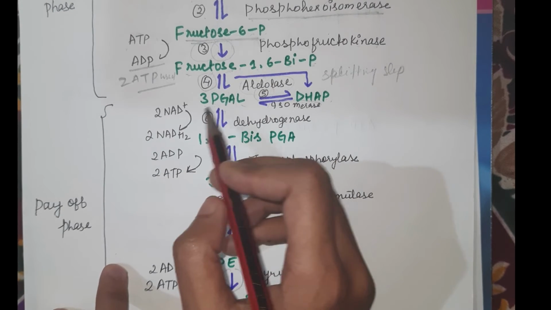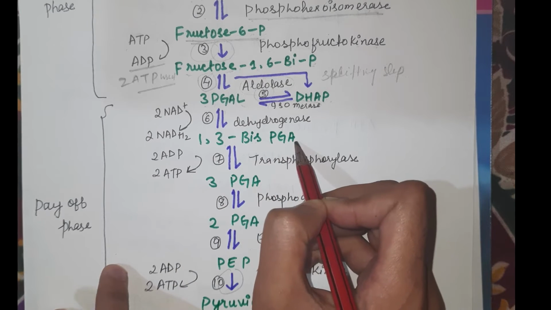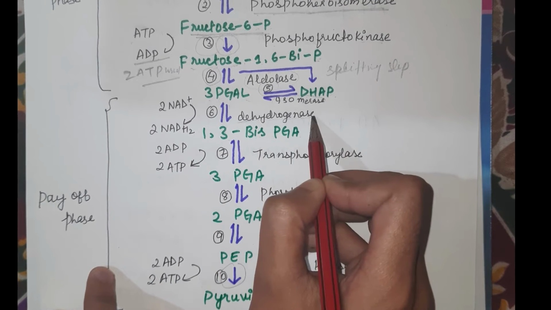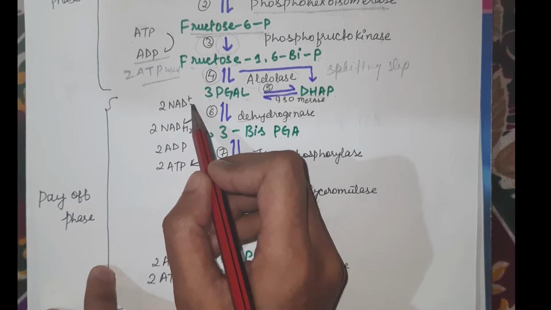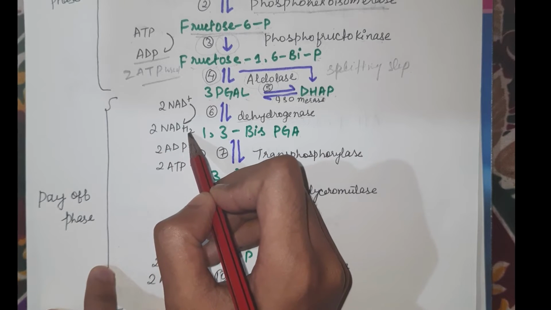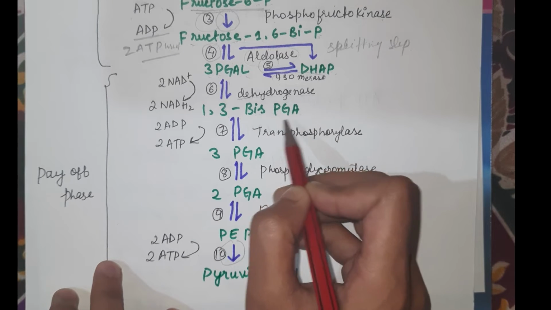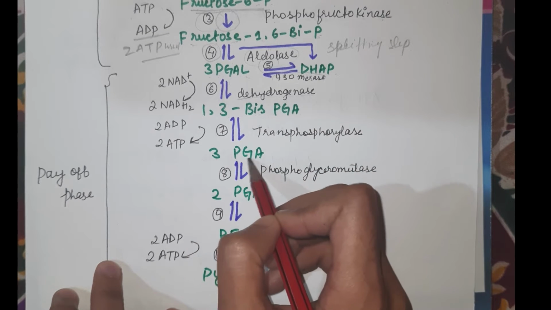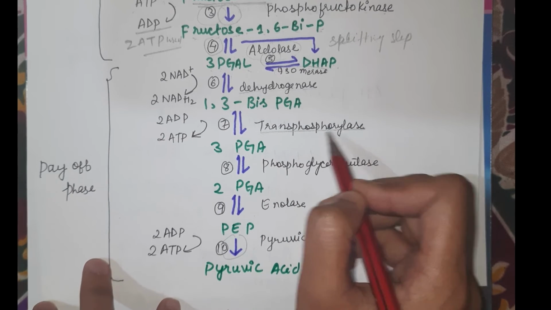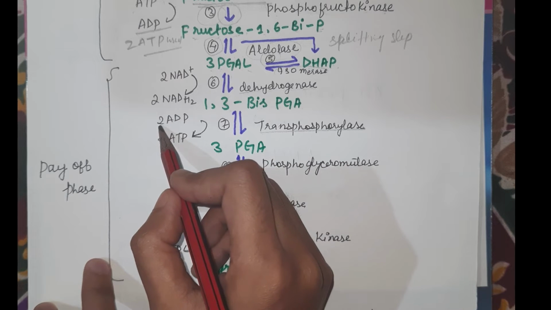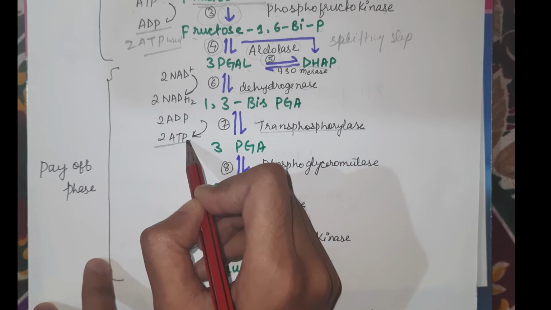And in the 6th step, 3-phosphoglyceraldehyde is converted into 1,3-bisphosphoglyceric acid in the presence of dehydrogenase. Here in the 6th step, 2 NAD+ is reduced into 2 NADH2. And in the 7th step, 1,3-bisphosphoglyceric acid is converted into 3-phosphoglyceric acid in the presence of transphosphorylase. And here in the 7th step, 2 ADP is used to form 2 ATP.